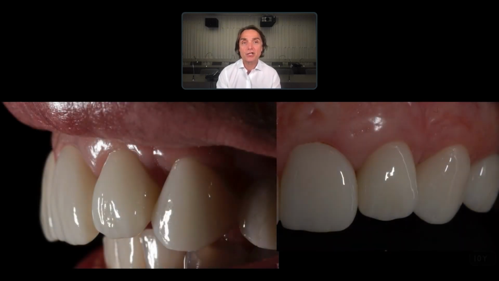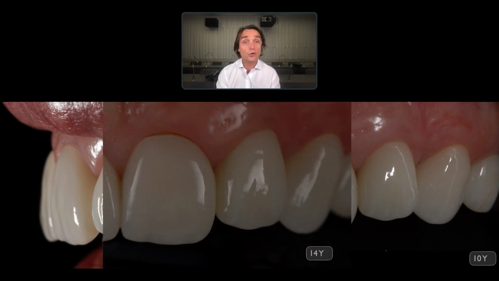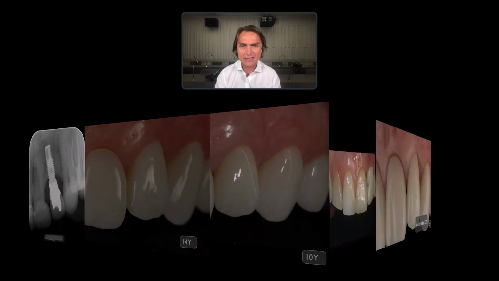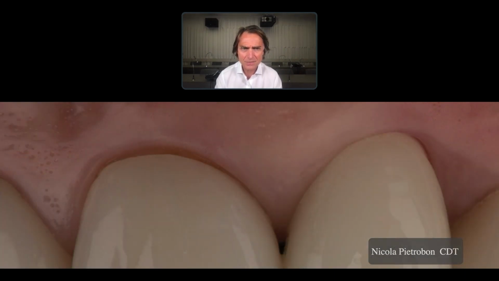That was the reconstruction. This is at 10 years. This is at 14 years. And you can see here this at 15 years. And you see I did a gray dot where the papilla should have been, and where the papilla was, and where it is after 15 years of loading. You can also see here there's a little recession everywhere except the implant after 15 years.